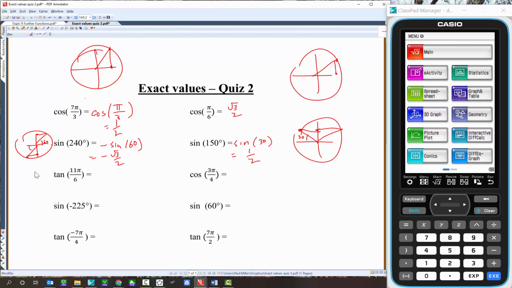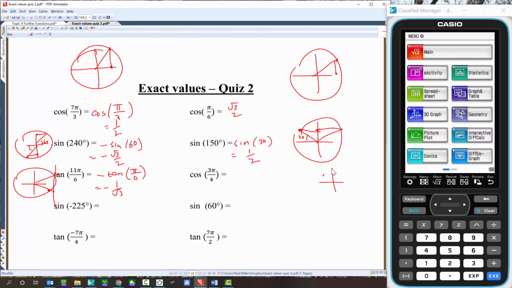Tan of 11 pi on 6. So here's 12 pi on 6, 11 pi on 6 is pi on 6 less. It's going to hit the tangent at a negative, and it's going to be pi on 6 less. So let's go pi on 6 more than 0. So it's going to be the same as the tan of pi on 6 more than 0. All right, so the tan of pi on 6 is, which one's that? It's 1 on root 3, negative 1 on root 3. Yeah, negative this time. Yes, it is negative.